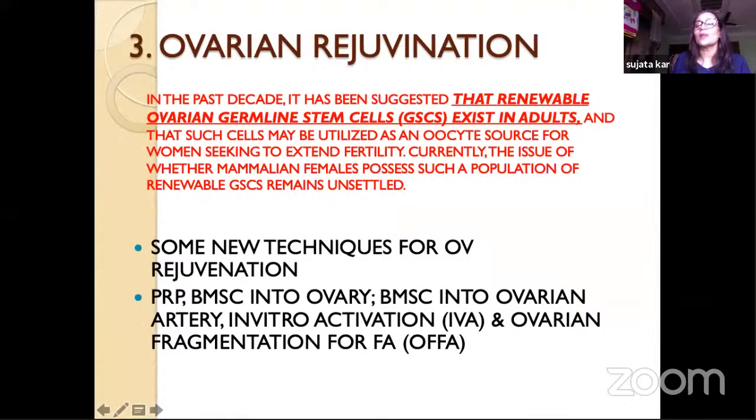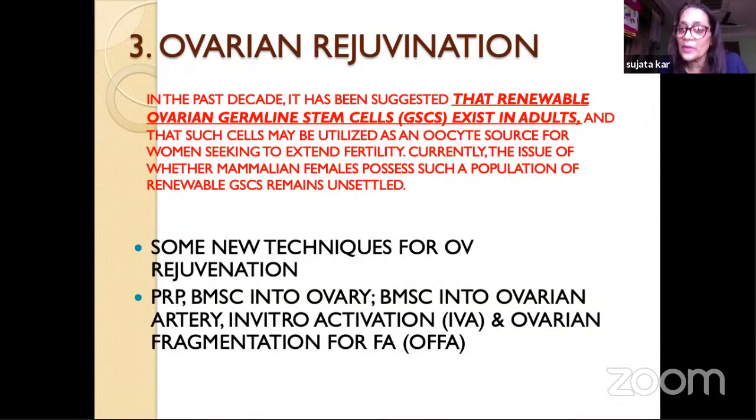So logically, it sounds as though a GnRH agonist trigger or a Kisspeptin trigger is probably the best, and adding both, dual triggers, in a normal responder might give us more mature oocytes. Now, the third was ovarian rejuvenation technique. This has gained popularity in the last decade or so, and this was because it was suggested that maybe renewable ovarian germ cell stem lines exist in adults, and that such cells may be utilized as an oocyte source for women seeking to extend their fertility.